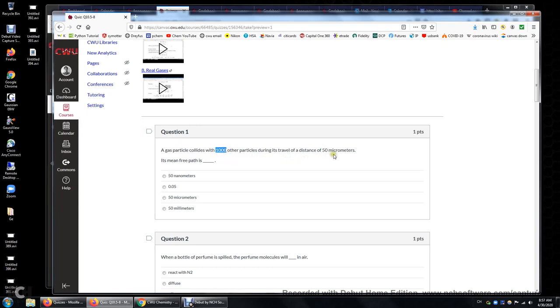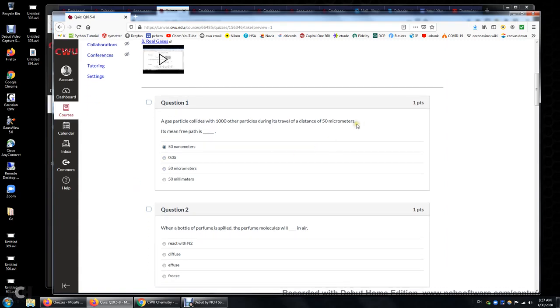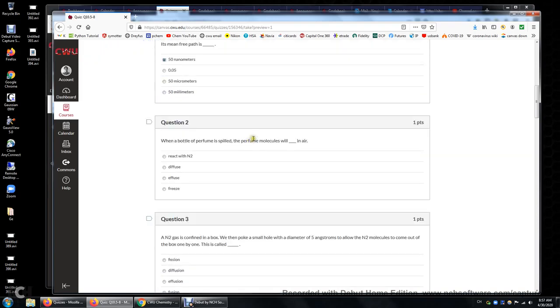Don't forget about the unit. 50 micrometers divided by 1,000 is 50 nanometers. Again, this is because 1 micrometer is 1,000 nanometers. Pay attention to the units. Micro means 10 to the power of -6. Nano means 10 to the power of -9.